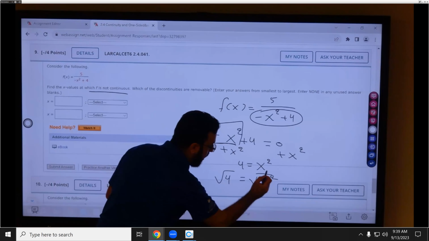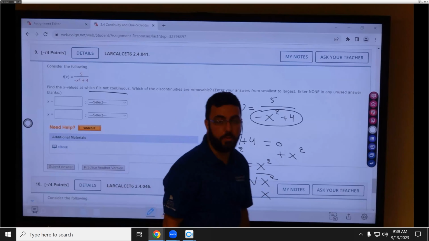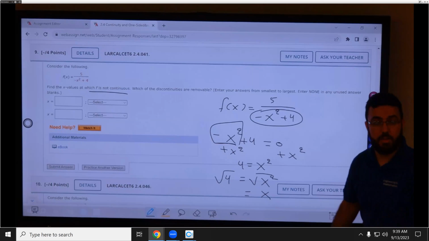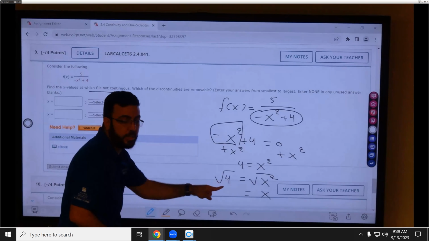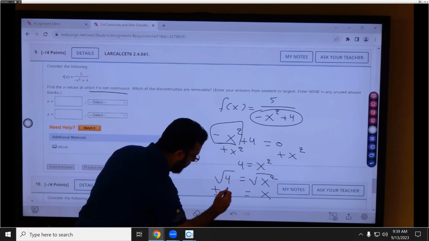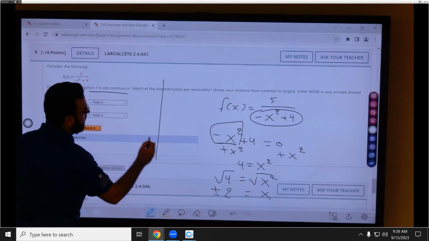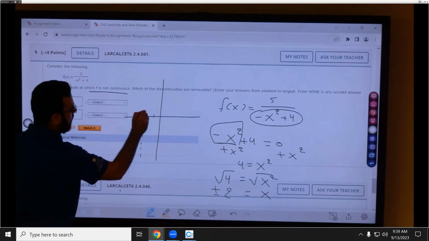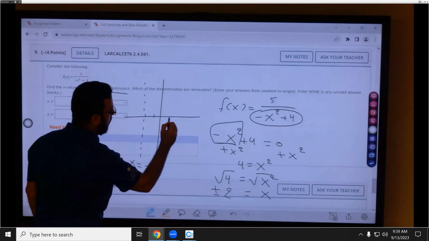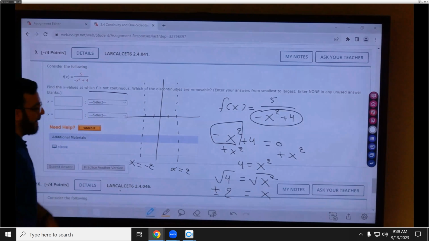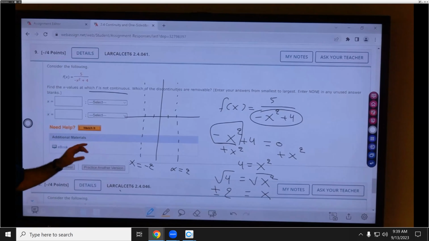The square root of x squared is x. What's the square root of 4? Plus or minus, don't forget that. Plus or minus 2, okay? Every time you take a square root of a number, put a plus or minus. So plus or minus 2. That means how many asymptotes do we have? We have 2 asymptotes. When you graph it, there's an asymptote at x equals -2, and again an asymptote at x equals 2. These 2 asymptotes make my function not continuous.